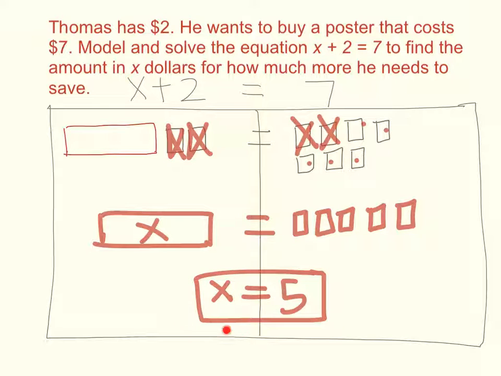Now looking back at our story problem, Thomas has $2 and his poster costs $7. How much more does he need? Well, he needs $5 more.